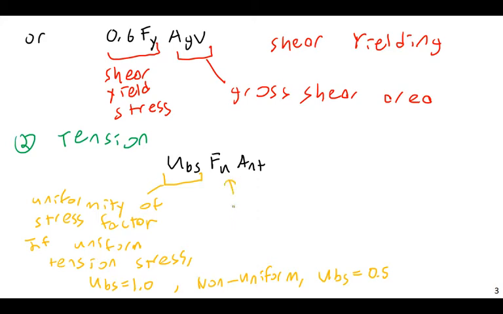And then this is the FU. FU is the ultimate strength in tension. And ANT is the net tension area.